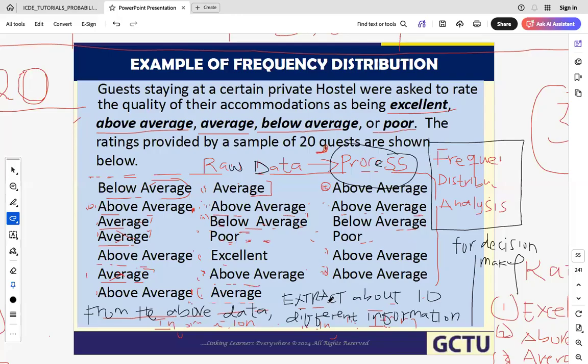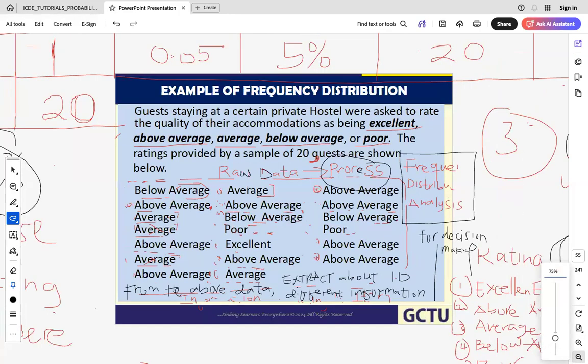extract. Yes, extract means look out. I want information, because this data is too raw for me. I know there is information inside, but I can't see it. So use a process to get me information, or I can even specify that you use the frequency distribution analysis to extract 10 different information which can be used for decision making.